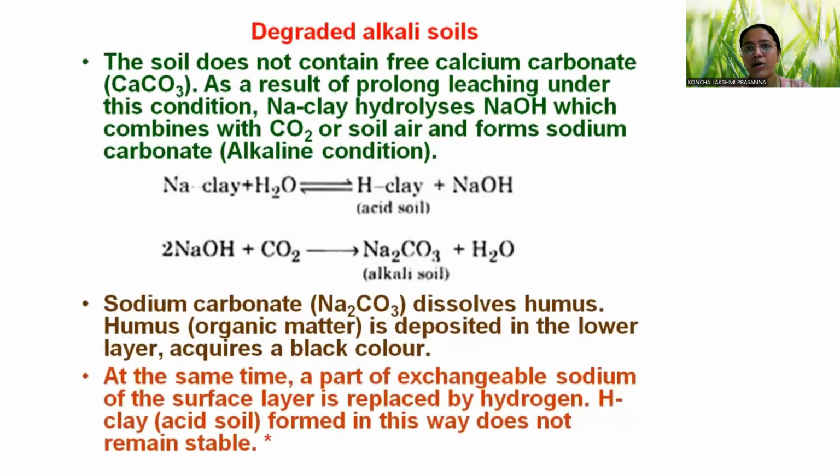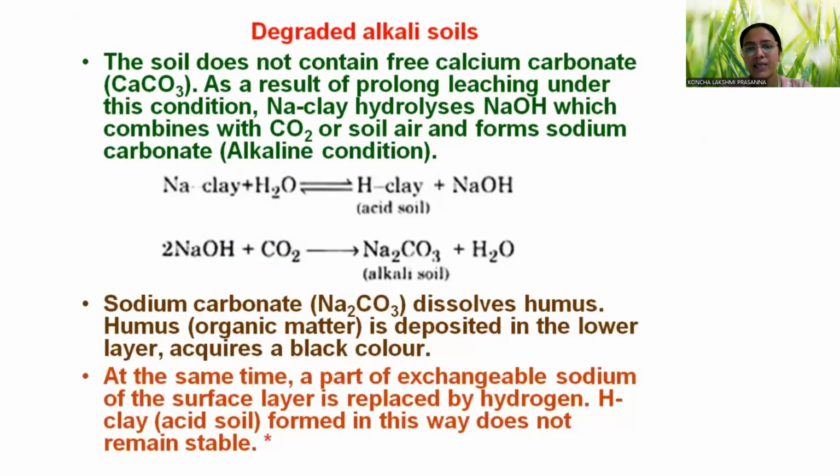As a result, with prolonged leaching under this condition, the sodium clay hydrolyzes and forms sodium hydroxide, which combines with the carbon dioxide in soil air and forms sodium carbonate. The sodium carbonate, that is Na2CO3, dissolves the humus. Humus is the dark brown substance which is deposited in the lower layers and acquires the black or brown color.